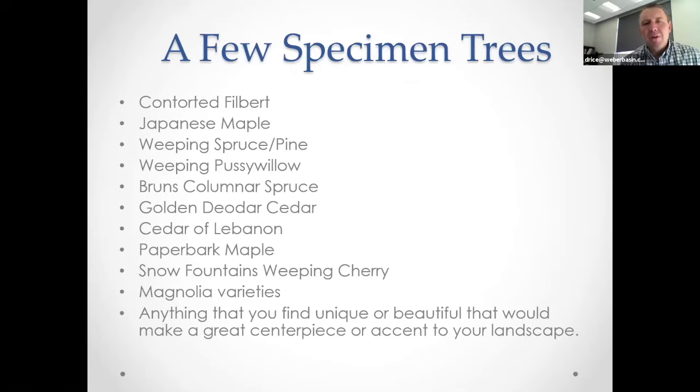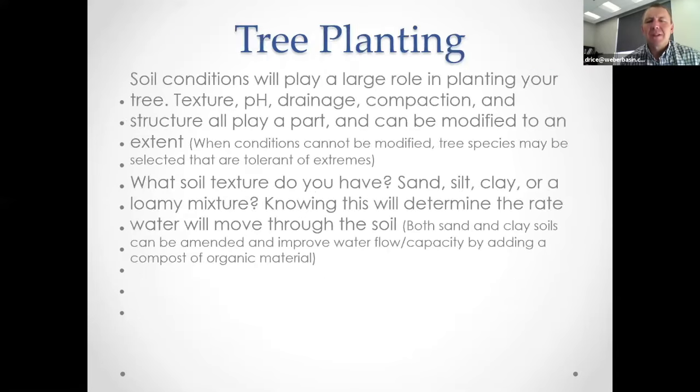So I've listed a few more. Those were shade trees. A few specimen trees could be the contorted filbert, Japanese maple, any of the weeping spruces or pines, any of the weeping cherries, cedar of Lebanon, the golden Deodar cedar, columnar blue spruces, magnolias, paper bark maples. There's a bunch, and even the Rose of Sharon as a tree form where they've kind of grafted it can be a specimen tree, even though it's going to be 10 feet tall or something. Anything that you find unique or beautiful that makes a centerpiece.